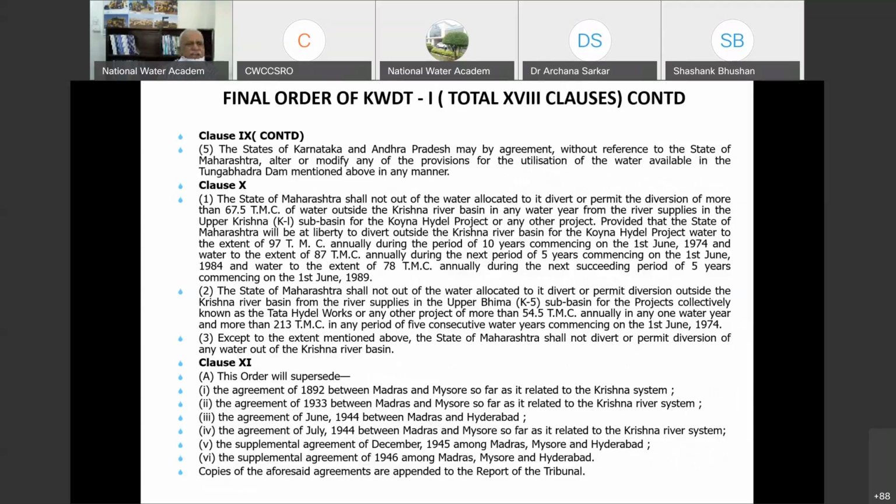As far as sharing is concerned, by an agreement between Karnataka and Andhra Pradesh, they can modify their sharings. Clause 10 restricts Maharashtra to not more than 67.5 TMC in Koyna diversion. For Tata, as already I told you, in 5 years together 213 TMC.